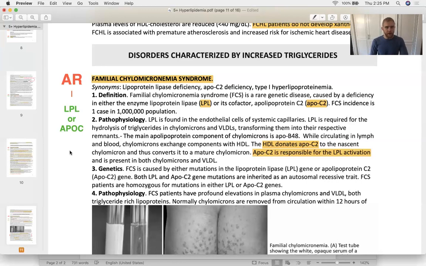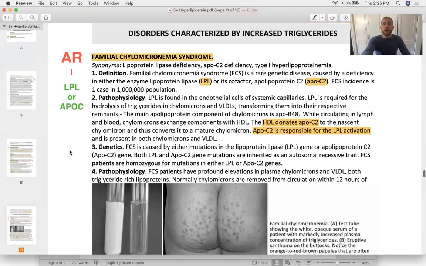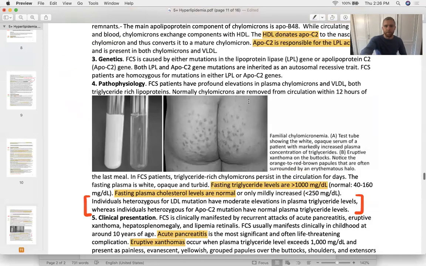So when there's a defect in this process, that means there's fewer lipoproteins being scooped up by your cells, and then there's more lipoproteins in the blood because they can't be scooped up as efficiently. That's what's going on with this chylomicronemia syndrome, and specifically it's high chylomicrons because ApoC2 gets given to chylomicrons by HDL. It's a large part of why chylomicrons can be absorbed by so many different tissues, because not only does it have ApoB48 on it, it also has ApoC2 on it.